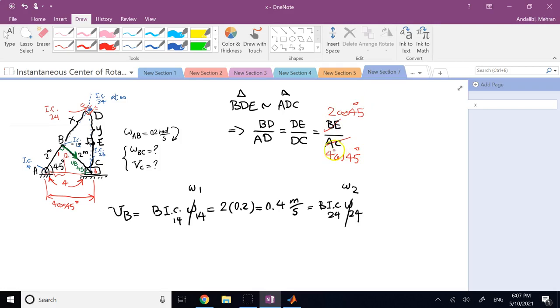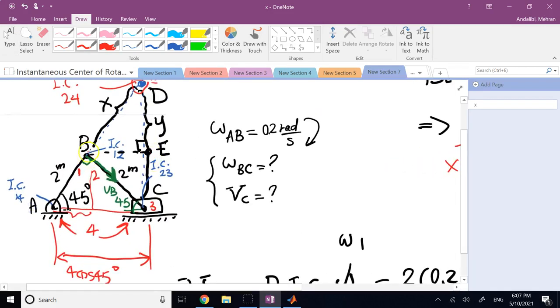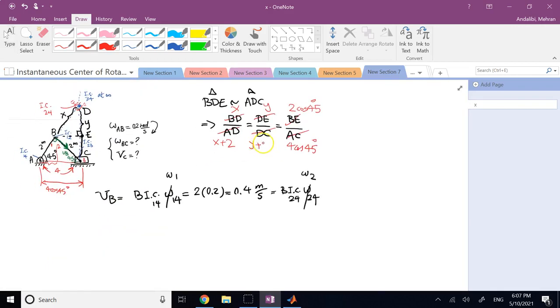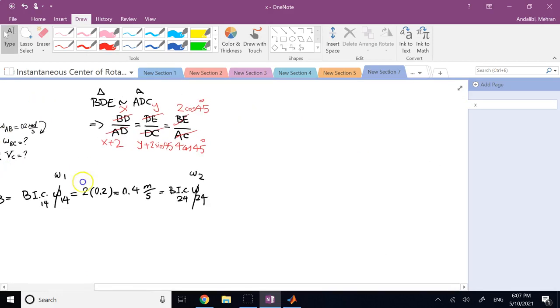Now, BD I don't know, that's x. AD is x plus 2. DE I don't know, that's called y. And this one is DE plus EC, which is y plus EC. Now, EC is clearly the vertical distance, and that is 2 sine 45.